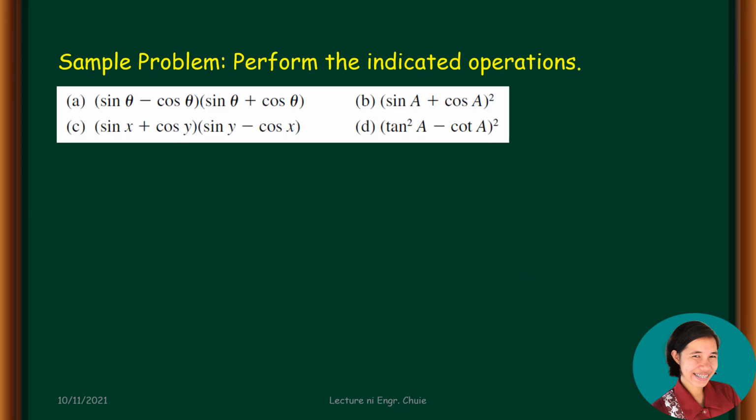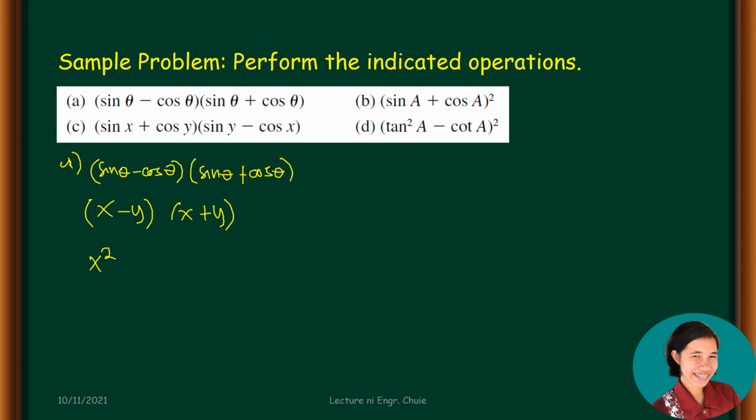Let's have, for example, A equals sine of theta minus cosine of theta times sine of theta plus cosine of theta. This just employs the knowledge from college algebra, like x minus y times x plus y. If you multiply these two, it becomes x squared plus xy minus yx minus y squared. Since these two terms cancel out, the answer will be x squared minus y squared.